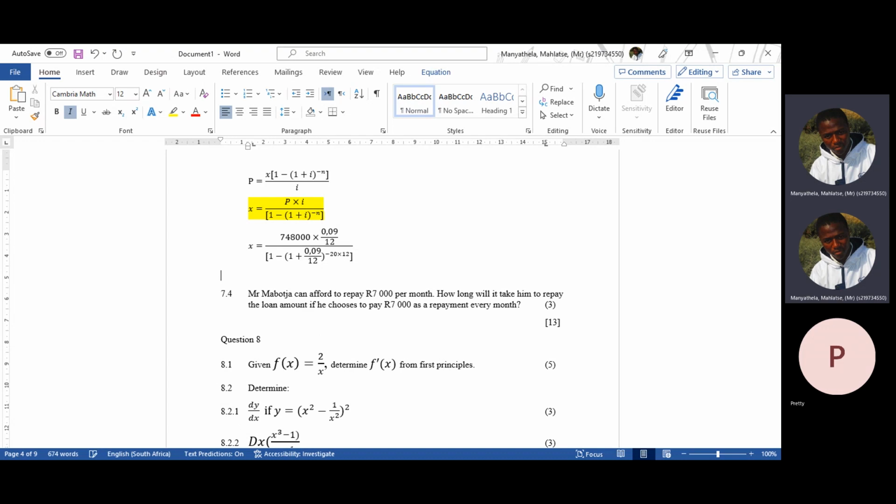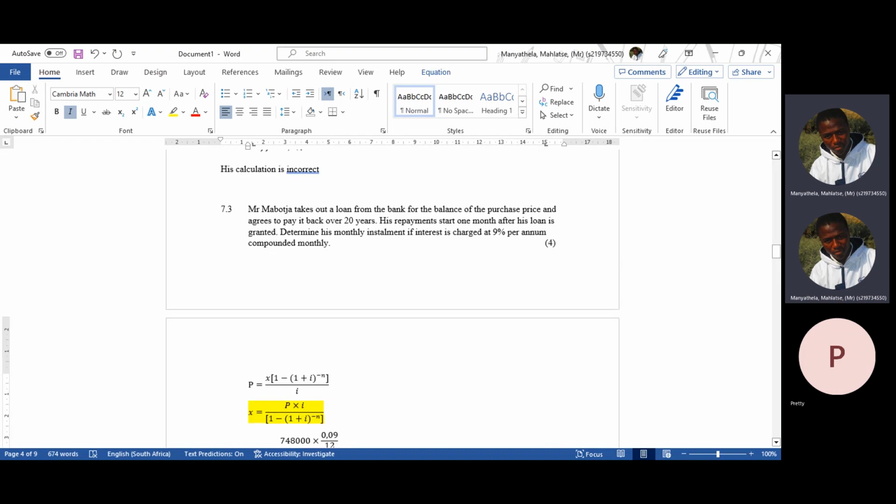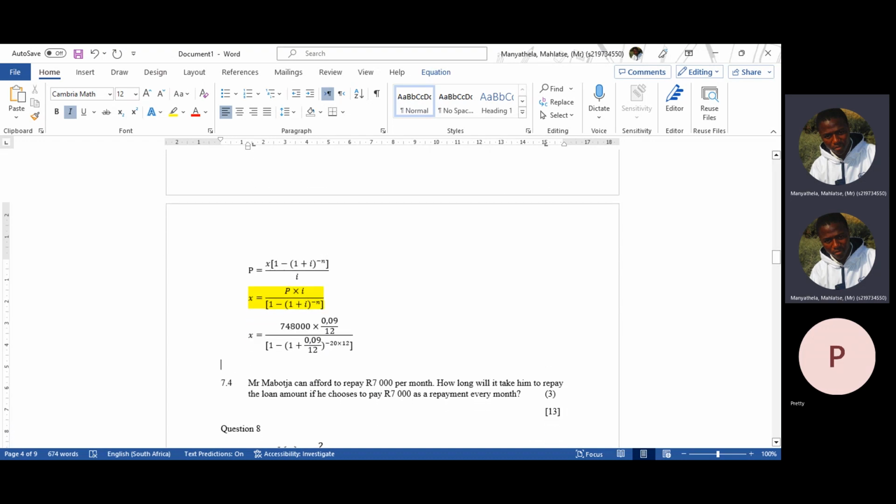This is 4 marks. You can just go straight to the answer, you don't have to sweat, unless you want the long steps, like how we arrived at this formula that I've highlighted.